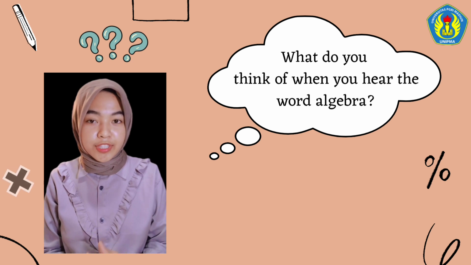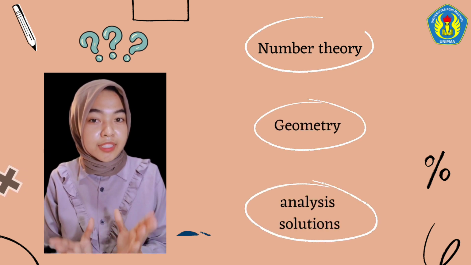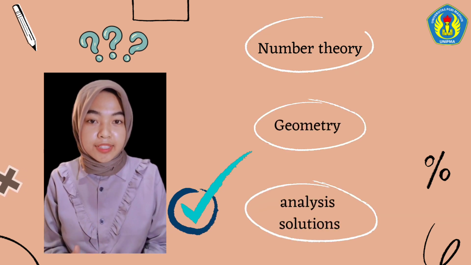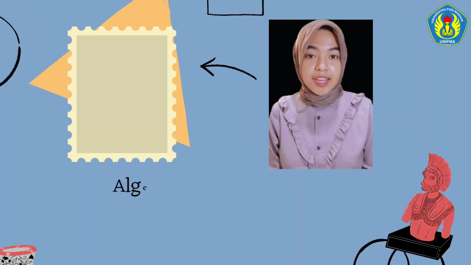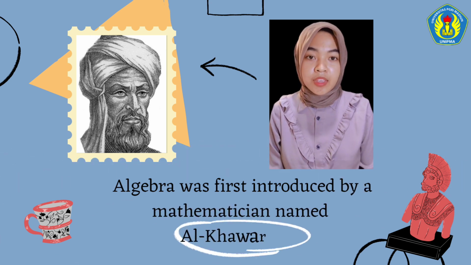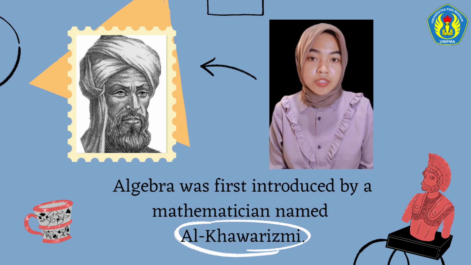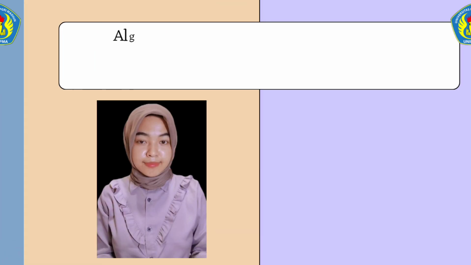What do you think of when you hear the word algebra? Algebra is part of mathematics, alongside number theory, geometry, and analysis. Al-Khwarizmi was a Muslim scientist known as the father of algebra because of his significant contribution to its development. He built on the work of Diophantus, a Greek scholar, and refined and expanded algebra. Al-Khwarizmi is also known as the creator of geometric formulas and compiler of lists of logarithms and decimal arithmetic.